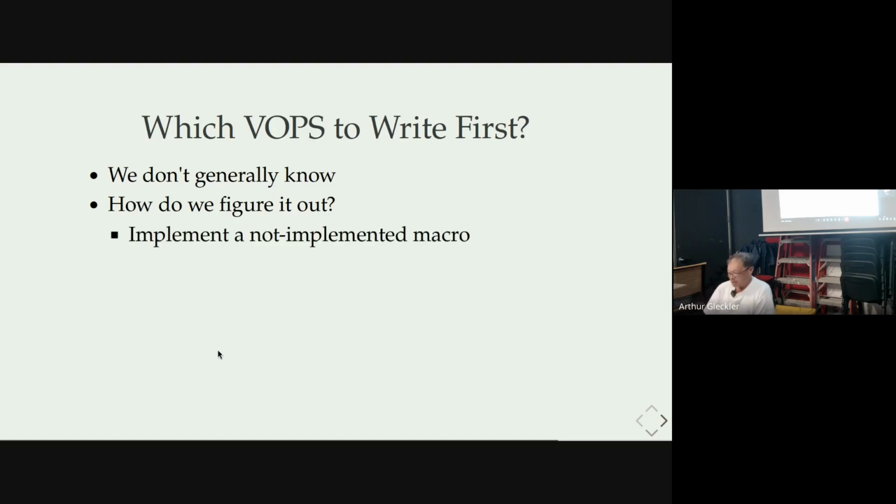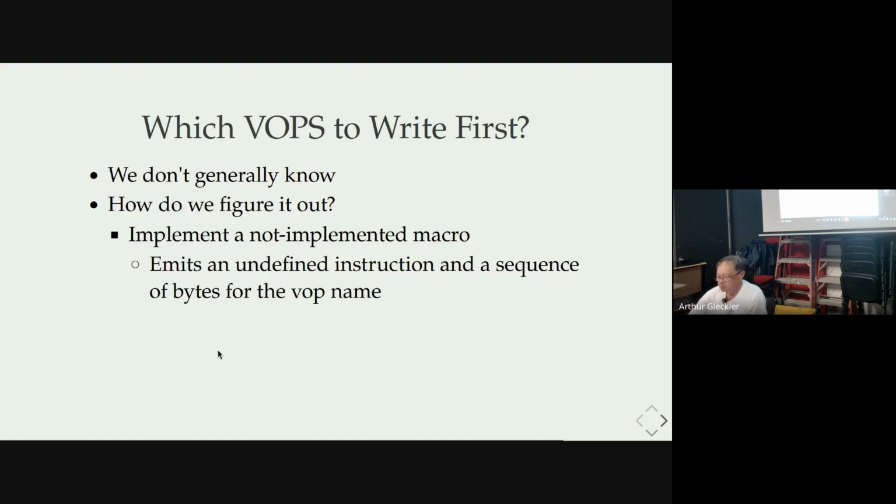So what we did was implement a not-implemented macro, which is what that emit not-implemented was. And what it does is it emits an undefined instruction. And after that instruction, we dump a sequence of bytes that has the VOP name.